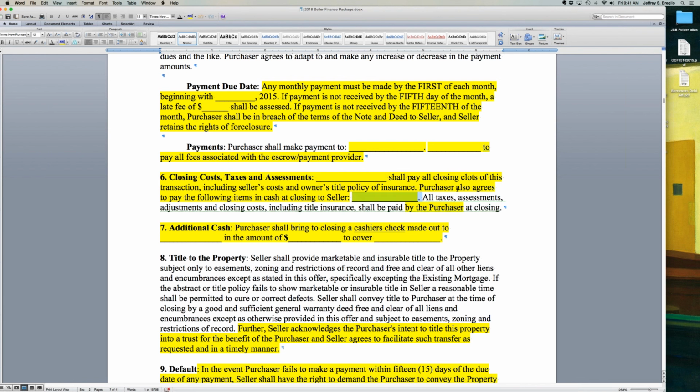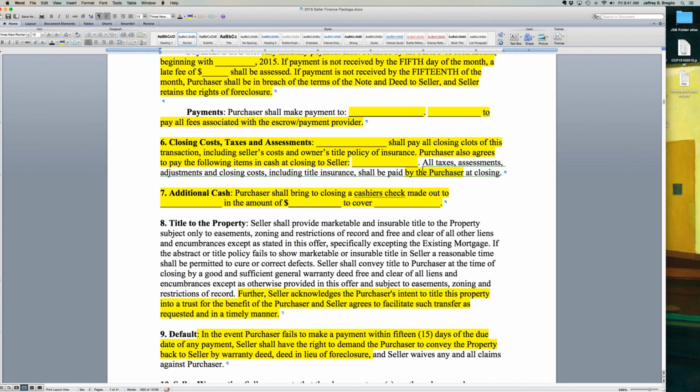Okay, this line is, seller also agrees to pay the following items in cash to close. That's just an option in case you've said, hey, I will catch you up on your HOA dues. I will give you $500 to help move out, whatever, okay? And right here it says all taxes, assessments, adjustments, and closing costs shall be paid by the purchaser at closing. Be aware of that because this is in the most likely event that the seller has no money or cash to pay anything.